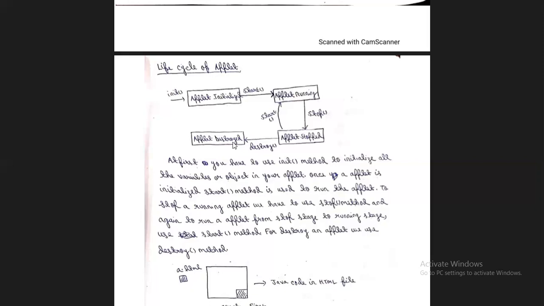Okay, so the life cycle of the applet has 4 stages. In the init method, the applet is initialized, meaning all the variables and objects of the applet are initialized. And then using the start method, the applet moves to the applet running state. There, the applet will be in running condition.